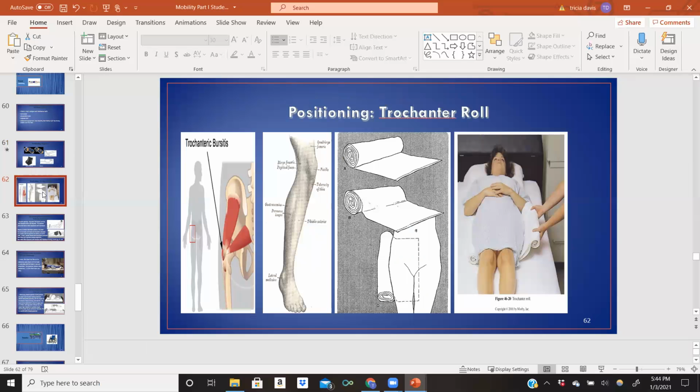And every facility has something completely different. Some of these things I've never seen in my facility, so it's completely different. So this is the trochanter roll, is what we call it. We'll learn how to do that in our clinical, but this helps to be able to keep your patient positioned comfortably.